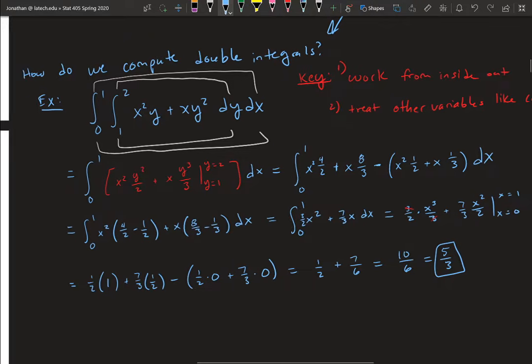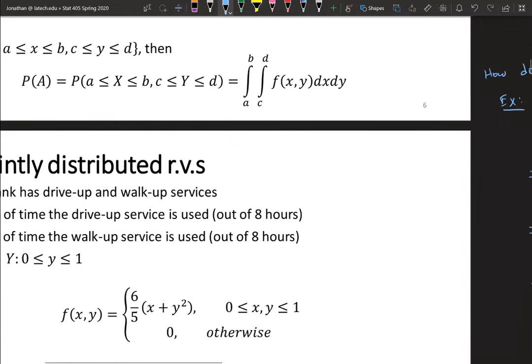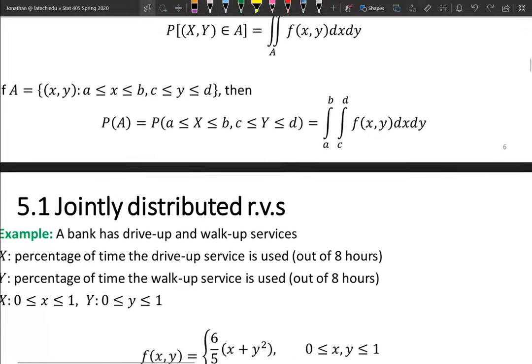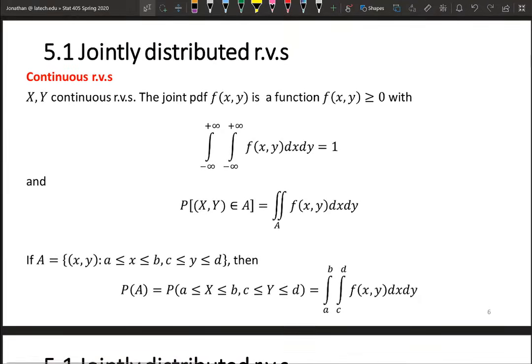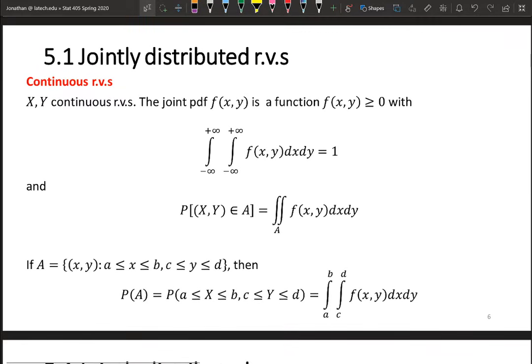So, let's get into the discussion now for continuous jointly distributed random variables. Today we're talking about jointly distributed random variables, but the continuous side of things. So we'll start right here with X, Y continuous random variables. The joint PDF f of x, y is a function that is non-negative, and its integral over the whole real space, or the whole real xy plane, is going to be 1.